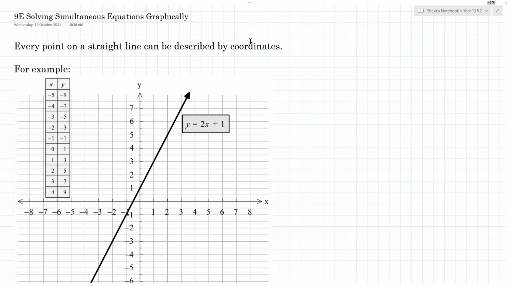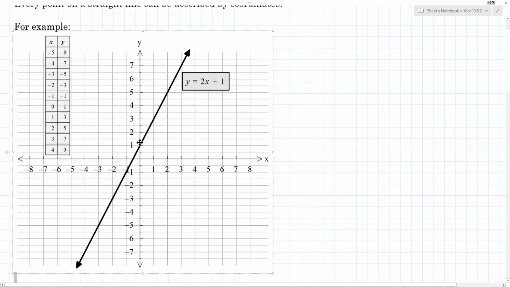Every point in a straight line can be described by coordinates, right? So if this is a straight line, what is this straight line? This straight line is all the points, all the different numbers that satisfy this rule of y equals 2x plus 1. That's a rule. It says that y is an output, y is an answer, when y is equal to 2 times a number plus 1. Now, you can put any number into x that you want. If you put in 0, 2 times 0 is 0 plus 1.